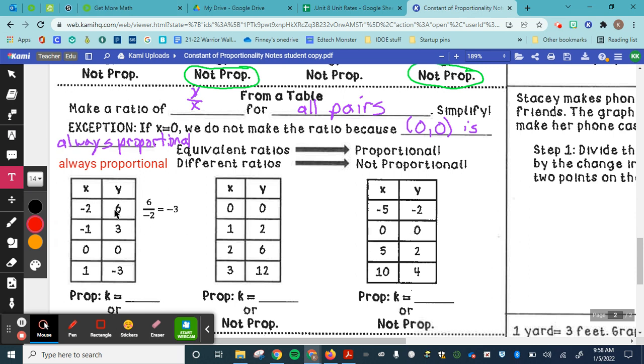So if we're looking at this first part, we put 6 over -2. Why does 6 go on top? Because it's the y, so y always goes on top.